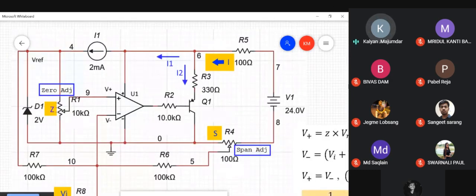Now, this is a V-to-I converter. You've already studied something very similar in your analog electronics class. The input to the circuit is a voltage, the output of the circuit is a current, and the current is proportionally related to the input voltage. Now, what is different in this circuit from what you studied earlier is that this is a 2-wire circuit. That means this is your power supply.